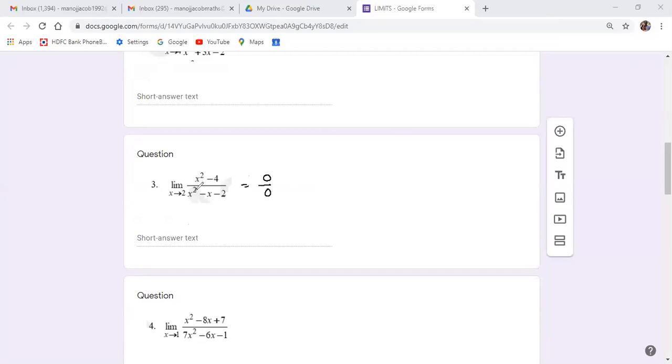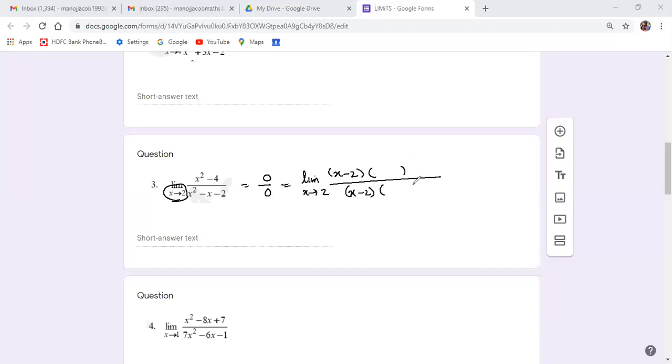Therefore, numerator and denominator have a common factor. And the common factor will be x minus 2, because x is tending to 2, so x minus 2 will be the common factor. Is this clear to everybody? Yes, sir.